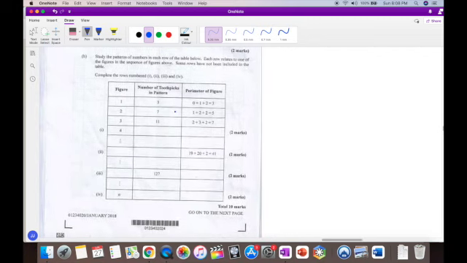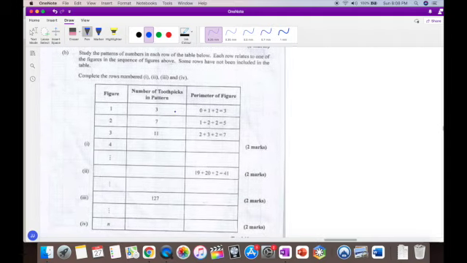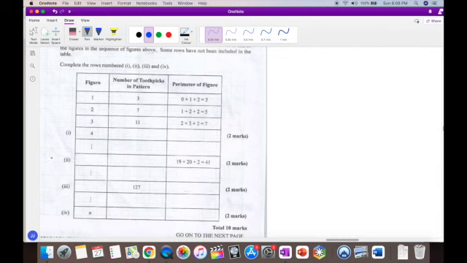Study the patterns of the numbers in each row of the table below, and each row relates to one of the figures in the sequence. Some rows have not been included in the table. Complete the rows numbered 1, 2, 3, and 4. We have the marks here.